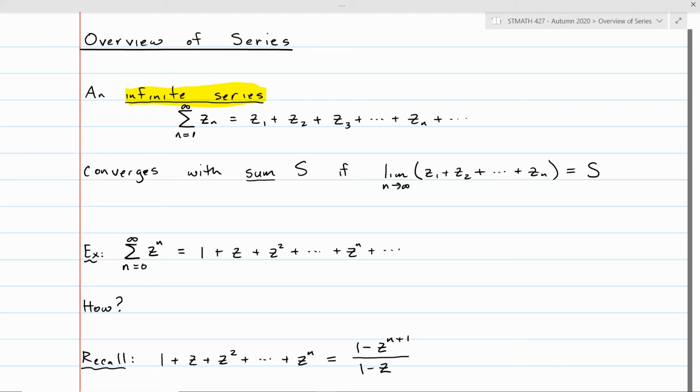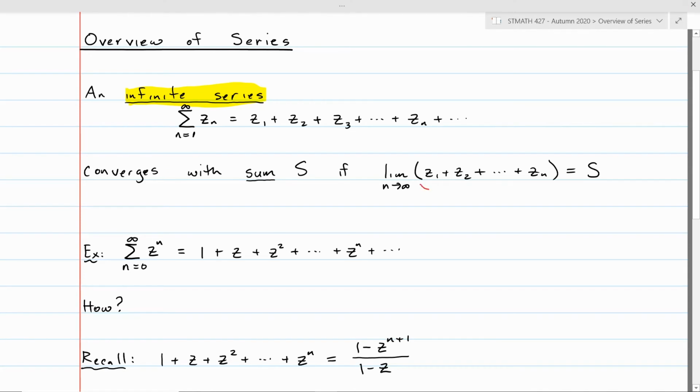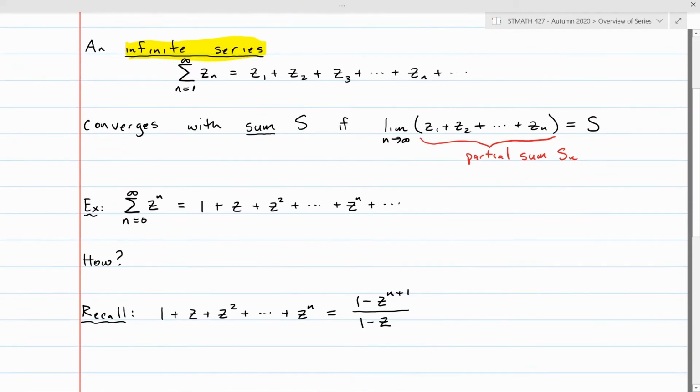Of course, it doesn't really make sense to add infinitely many numbers, so the idea is when you say that the series converges with a sum s, it just means that if you add up the first n of these terms in that sequence, which is called a partial sum, maybe we'll call that s sub n, if you take the limit of those partial sums and you get some sort of limit, then that's the sum of the series. So let's see an example that illustrates this.